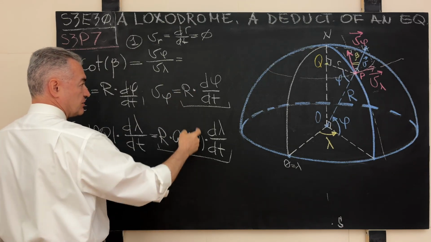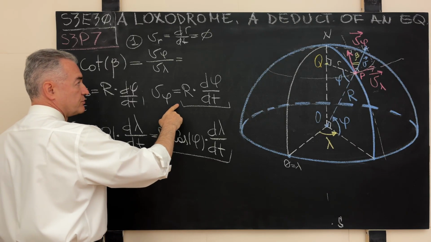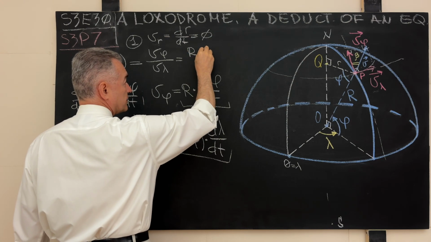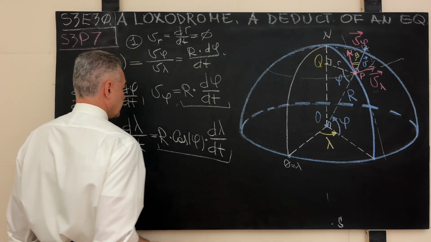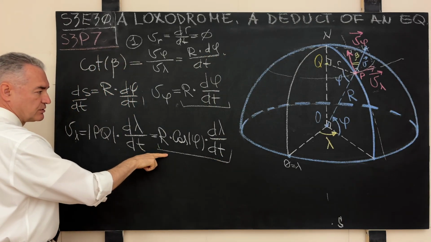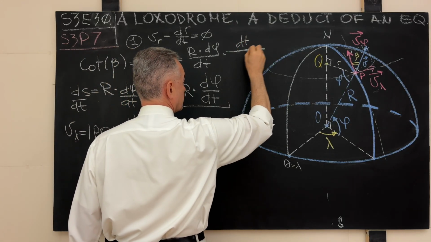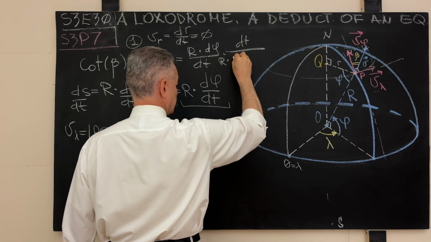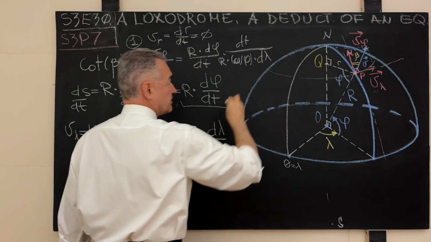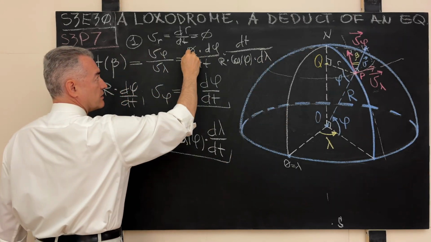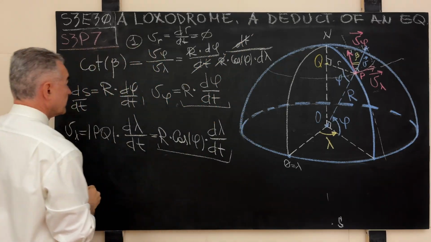Let's put this result back into our original formula. So for the latitudinal velocity, we have r times d phi over dt times what? The reciprocal of this expression over here. So dt will go into the numerator here. We will have r times cosine of phi times d lambda. You see, the radius and the radius cancel out, the first differential of time cancels out, and let's write it over here.